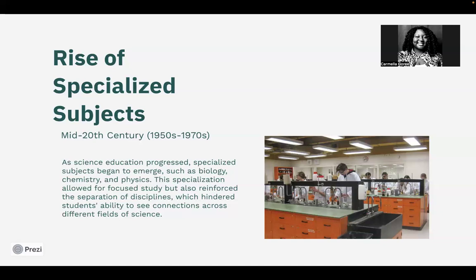We did shift more into an inquiry-based learning. So it was inspired by educational psychologists like Piaget and Bruner. Science education moved towards student-centered learning and hands-on activities. And there was also a curriculum reform happening during this time. So programs like the Biological Sciences Curriculum Study and Physical Science Study Committee introduced a more experimental approach to learning.